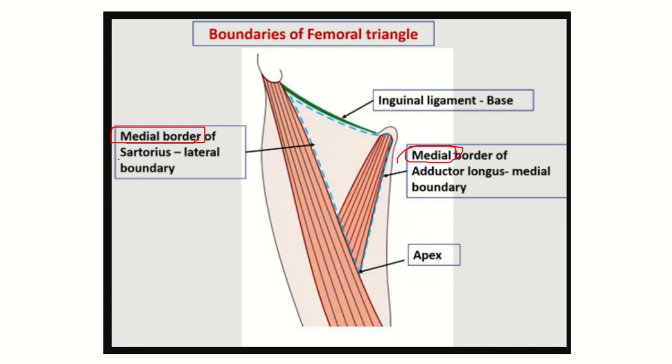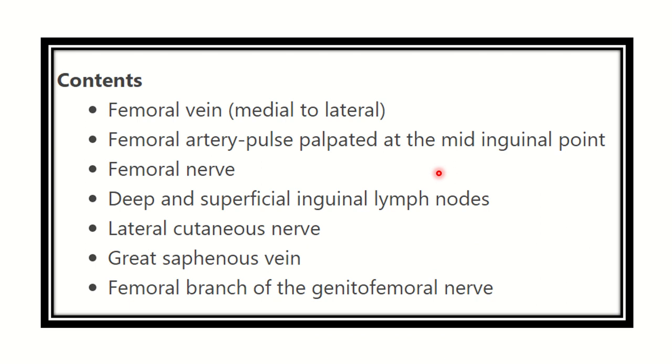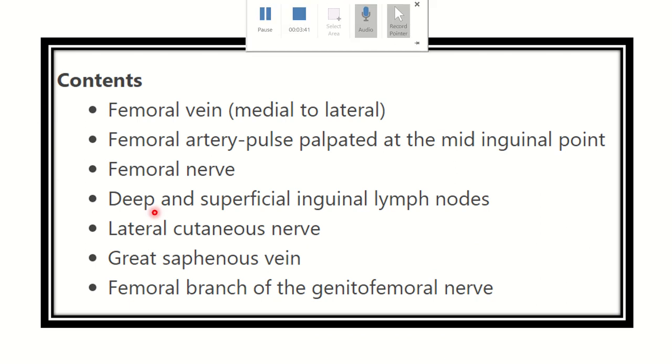Laterally it is sartorius muscle, and medially it is adductor longus muscle. So in both sides, medially and laterally, the boundary is formed by the medial border of a muscle, and base or upper part, it is formed by the inguinal ligament, and apex, it is formed by union of the sartorius and adductor longus muscle.